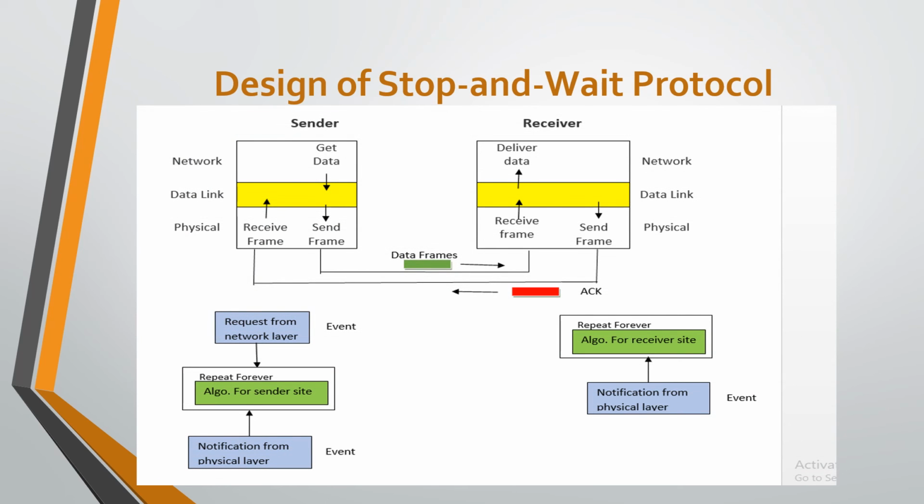This diagram represents the design of the stop and wait protocol. Comparing this figure with the design of the simplest protocol, we can see that in this protocol there is traffic on the forward channel and also on the reverse channel. At any time there is either one data frame on the forward channel or one acknowledgement frame on the reverse channel. So in this case we need a half duplex link.